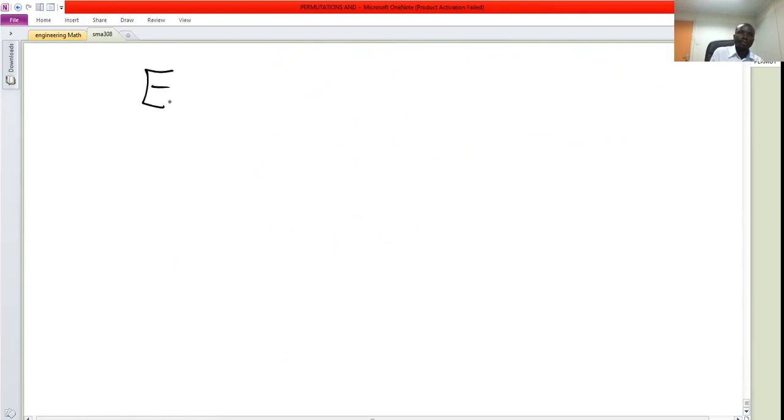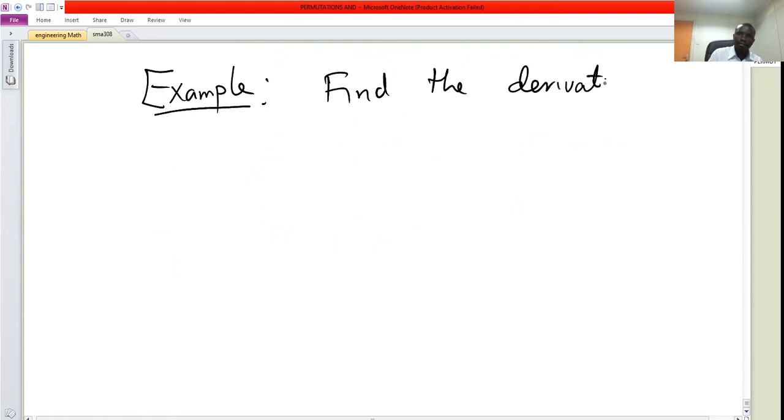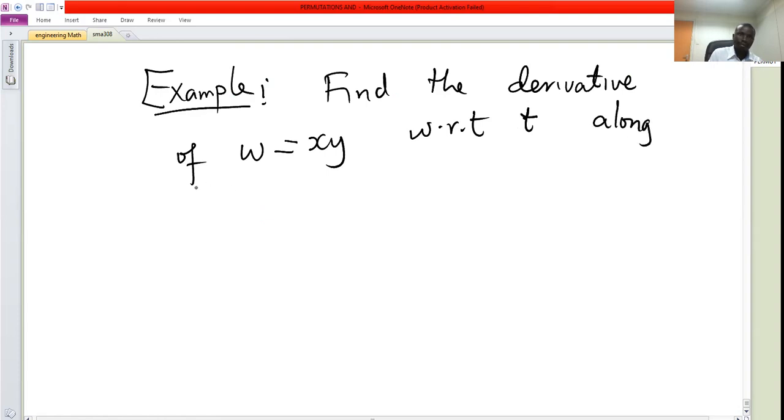So, example one: find the derivative of w equals xy with respect to t along the path x equals cosine of t and y equals sine of t.